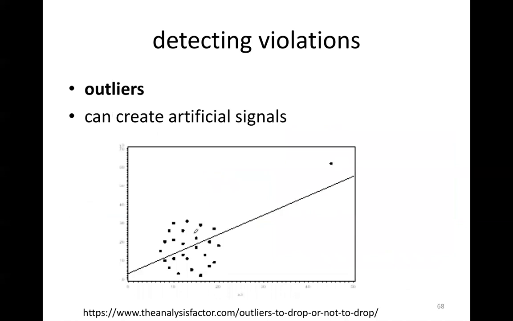Yeah, outliers can create artificial signals. Consider this case of a ball of points where there's no relationship between x and y values, but just a single point which has outlier status both with respect to x and y. It can lead to a strong positive slope.